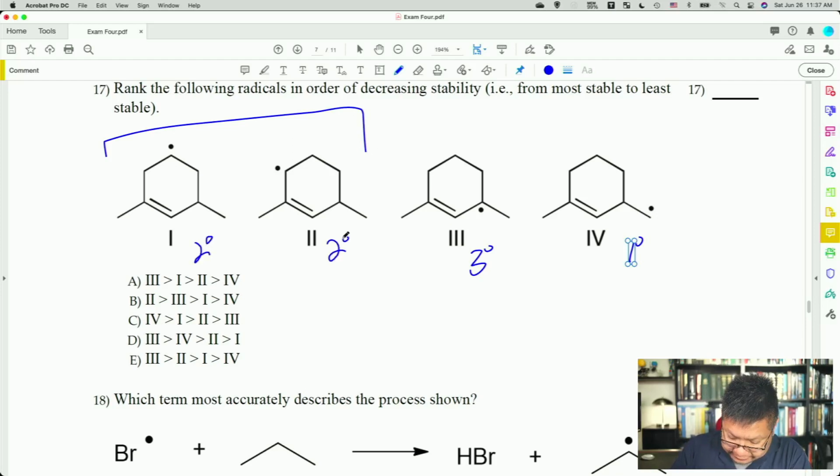The difference, though, is that this secondary is all the way up here by itself, but this one here can do resonance, right? And give you this structure.